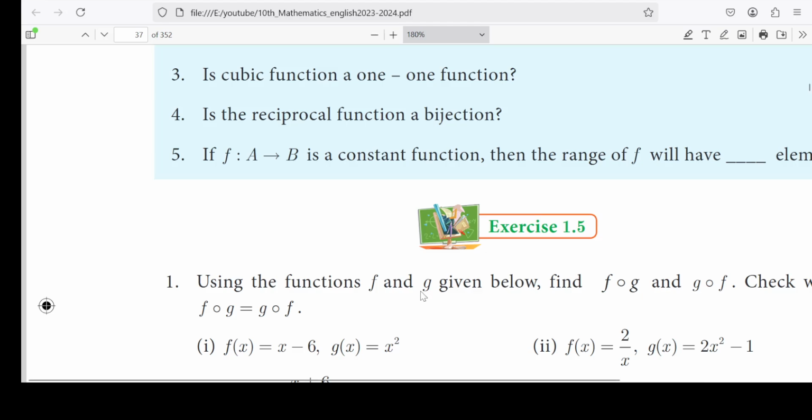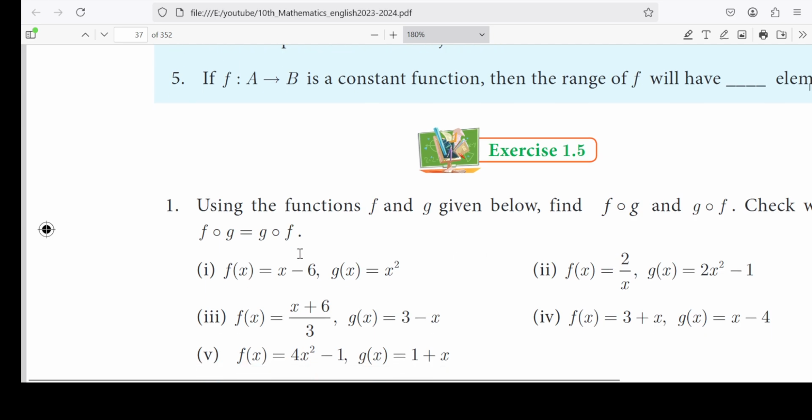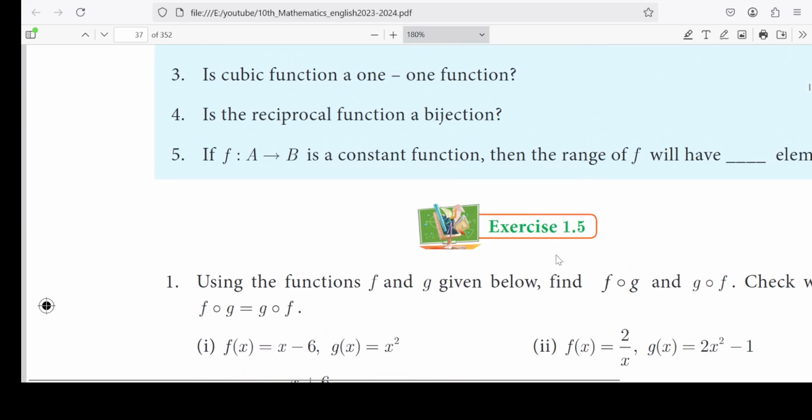In this class, we'll be learning the fourth problem in exercise 1.5.